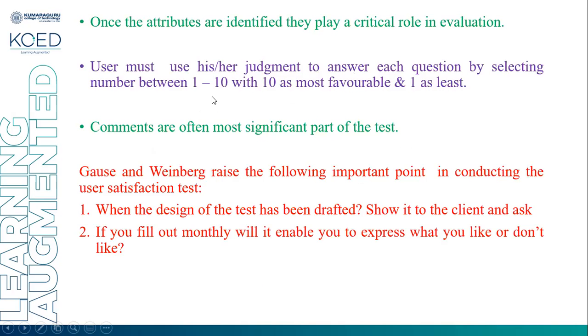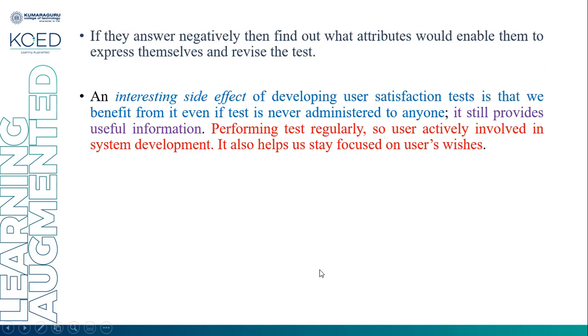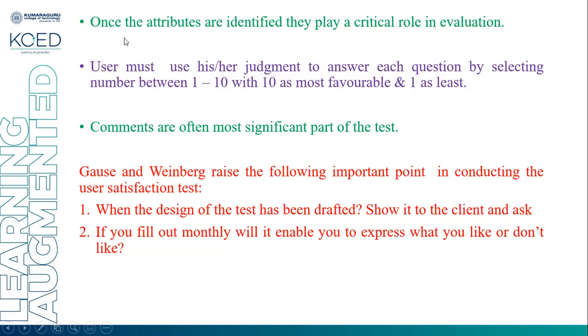In this manner, they are able to rate by giving a value on the scale. Along with this, they can add some comments. So this is a custom form for the user satisfaction test. Once the user selects the attributes, they play a critical role in the evaluation.